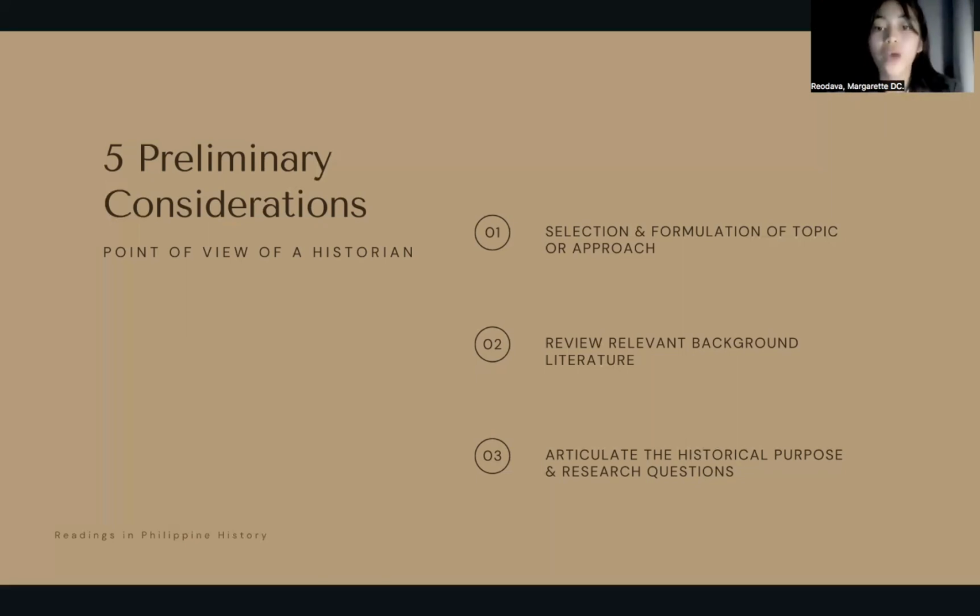And for the third, we have to articulate the historical purpose and research questions. Now, in conducting a historical research, it is important to examine, compare, and contrast other associated studies and articles, like what I said with the second one. Because kailangan na tinitingnan natin kung credible ba yung mga sources na kinukuha natin.